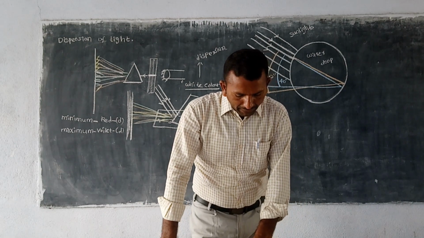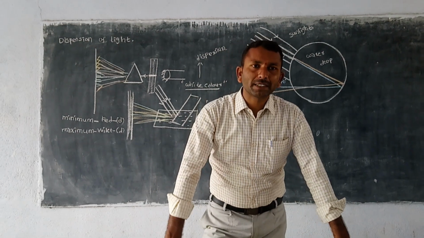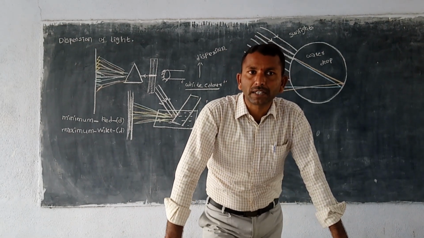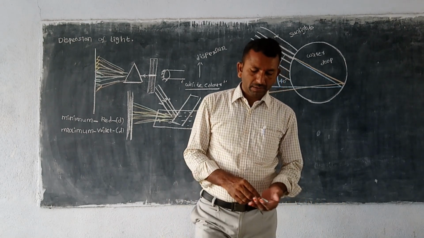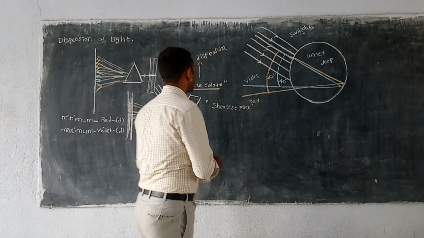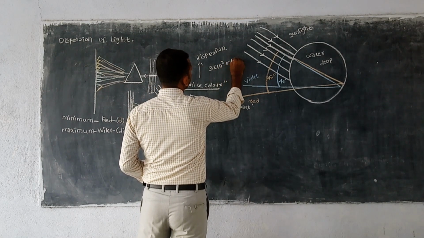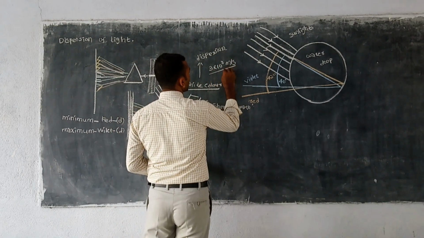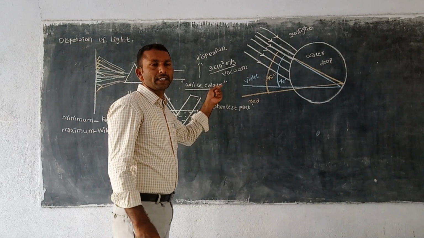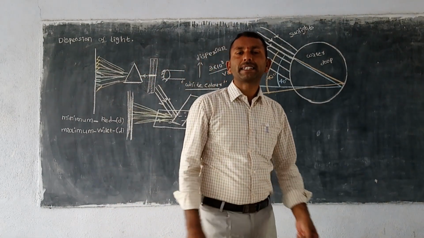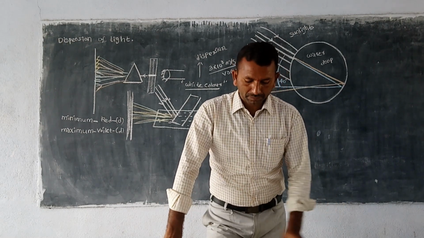Does this mean that the refractive index of the prism varies from color to color? Is the speed of light of each color different? What is the speed of light? It is 3 into 10 to the power of 8 meters per second in vacuum. Does it vary from color to color, or is it the same for all colors? Let us see.